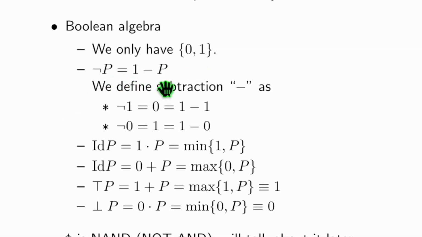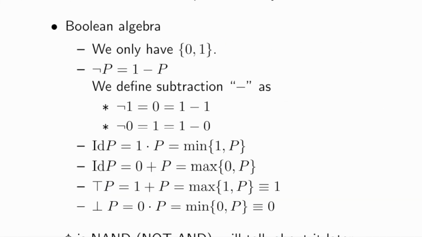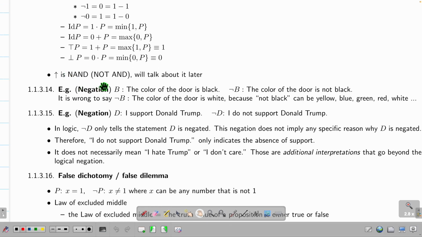And then what is not? Not is actually subtraction. And then what is ID? It's min. What is tautology? It's max. So basically, what the heck are these things? It's logic, right? Actually, it's mathematics with binary numbers. And we call this Boolean algebra. This is a guy, George Boole, he invented this many, many years ago. And this is exactly the mathematics inside a computer. Okay, this we'll talk about later.